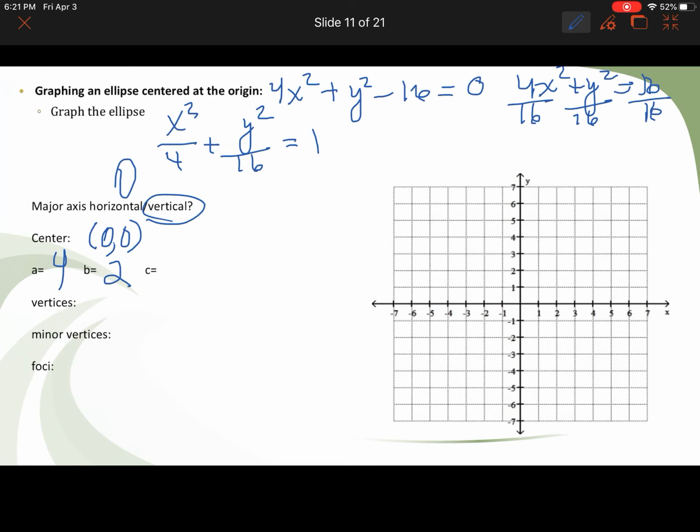And then to find C, we've got A squared minus B squared. So I got 16 minus 4, which is 12. So C is the square root of 12.